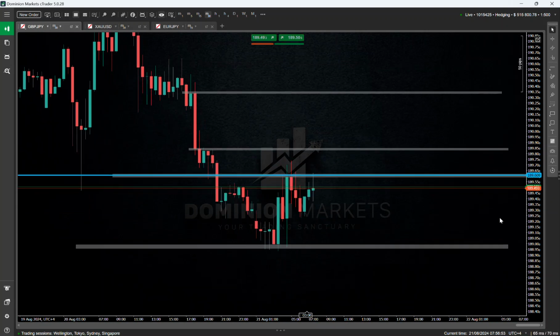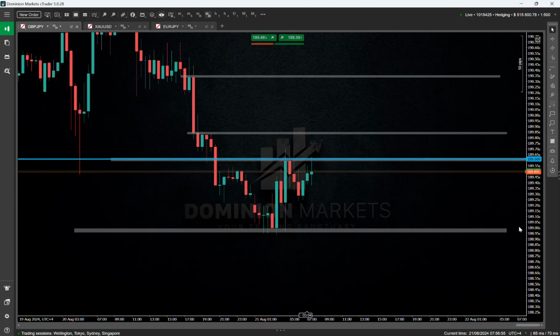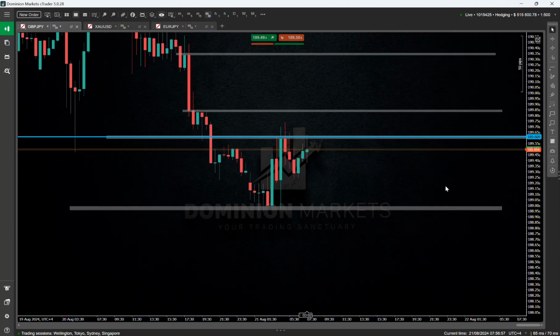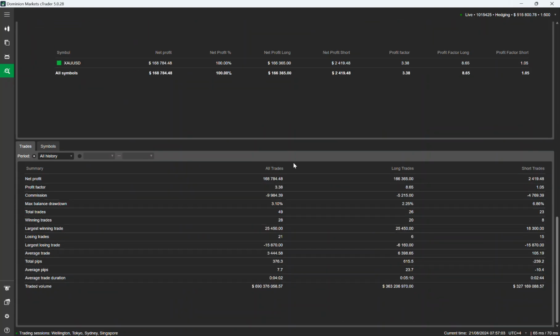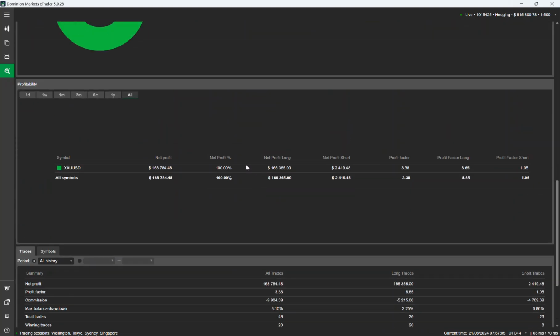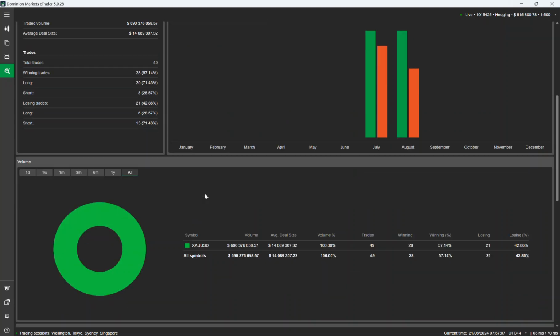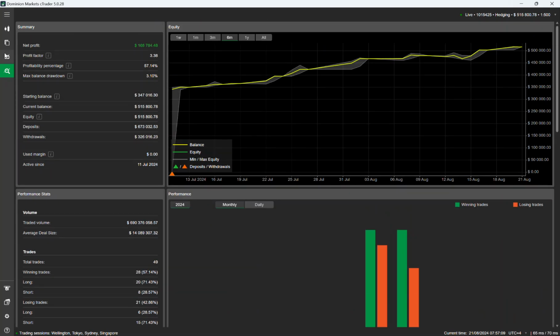To be honest, I don't like Pound Yen. It's garbage anyway. I think I have stopped trading Pound Yen. If I show you my analysis, the amount of trades I've taken on Pound, well, on this account I've only traded gold. To be honest, I've only traded gold.